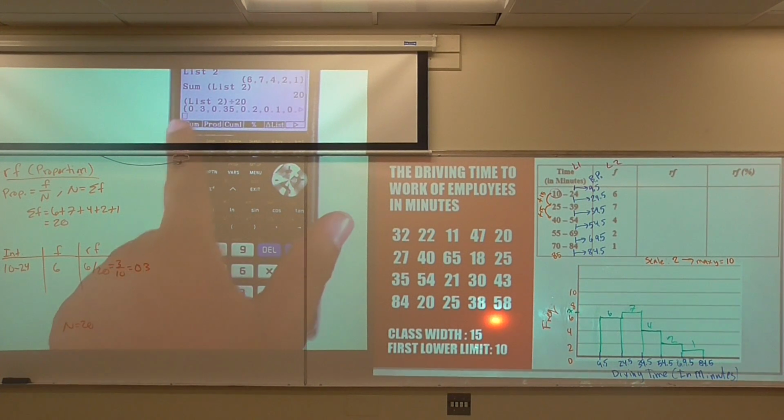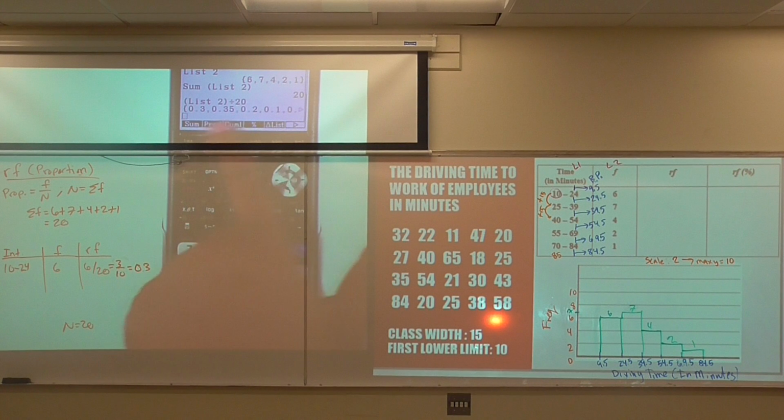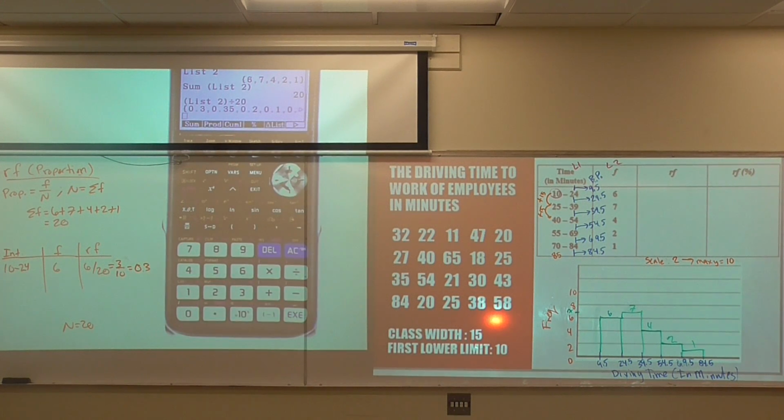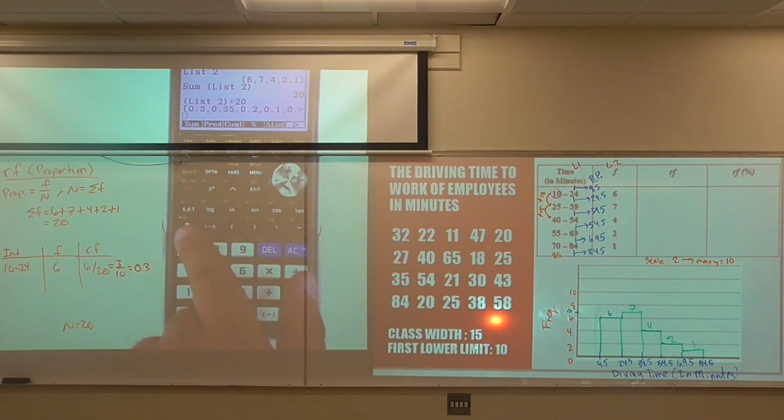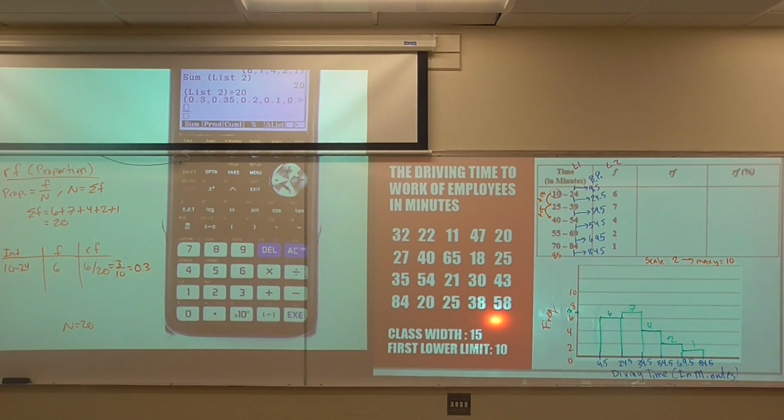And notice how each one of them gets divided by 20, and it happens to be in proportion form and decimal form. So let's say that we accidentally did fraction form, and see what happens. So now, let me consider fraction. I'm going to do the fraction part, and I'm going to put the list at the top.